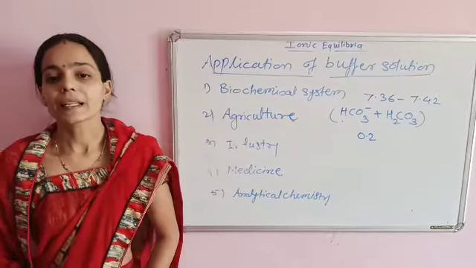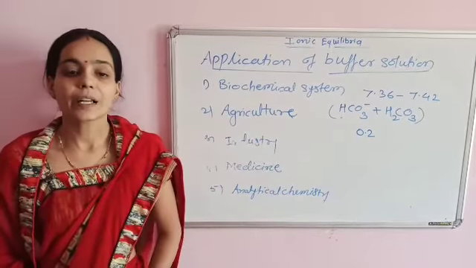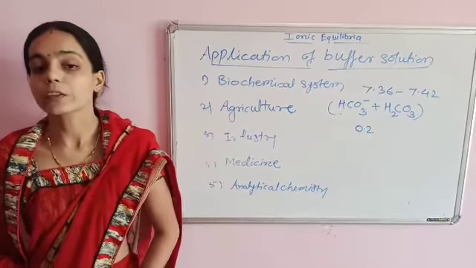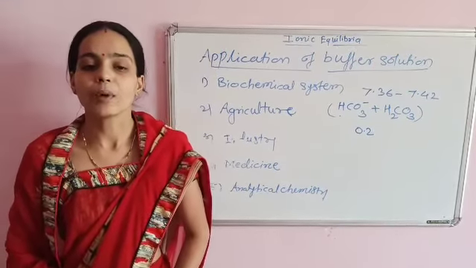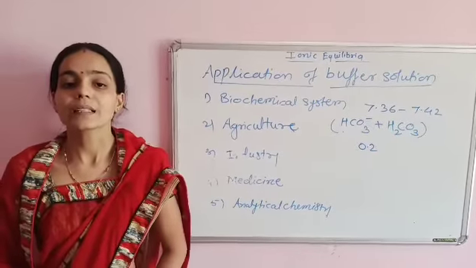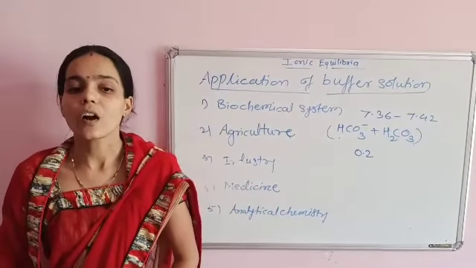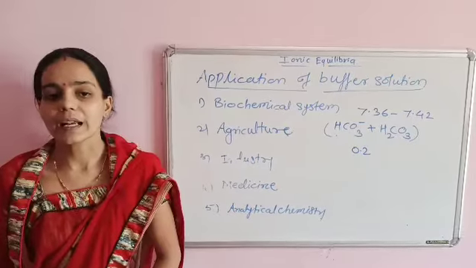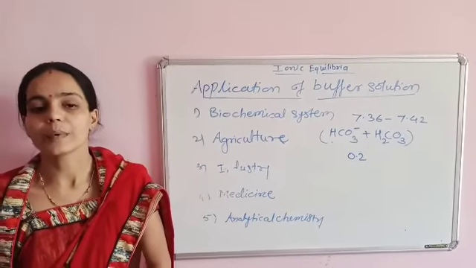Fifth, analytical chemistry. In qualitative analysis, a pH of 8 to 10 is required for precipitation of cations of Group III A. It is maintained with the use of ammonium hydroxide and ammonium chloride buffer solution.